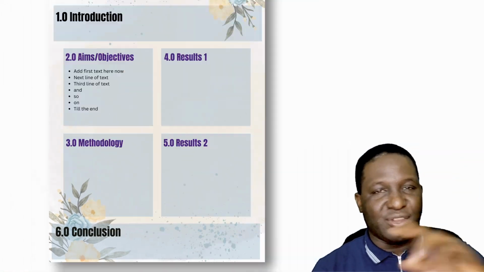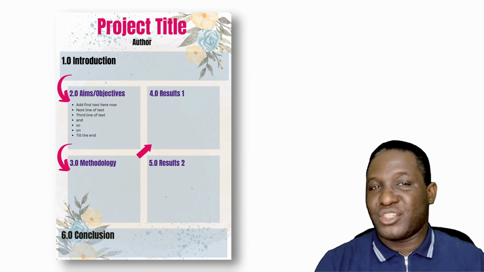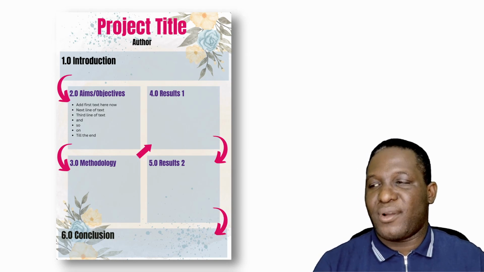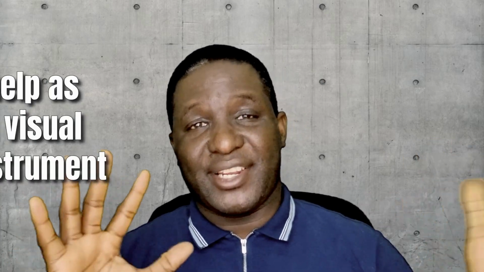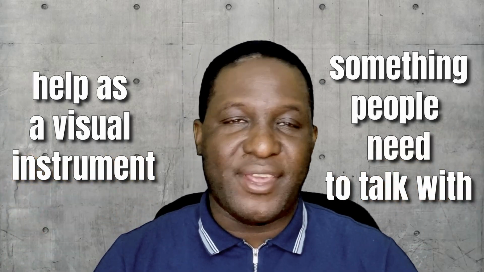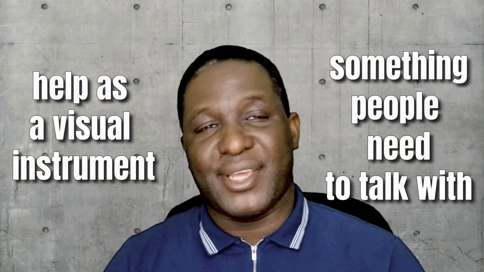If you can't number them, then use arrows to point out which section leads next in the work. Now, it's essential to also think about where you've quoted somebody's work. As academics, you need to reference that work. So some kind of references will be essential, but it's not really super important when you're creating a poster, because the essence of a poster is to help with an instrument, something people need to talk with. And so referencing may not always be essential when you're standing by the poster and talking about the work.